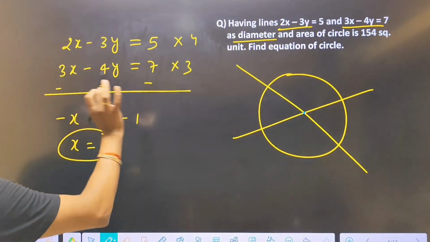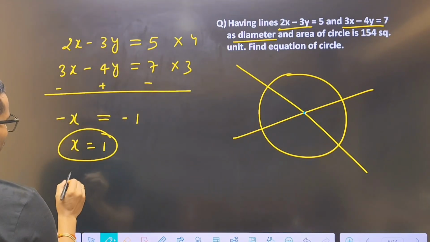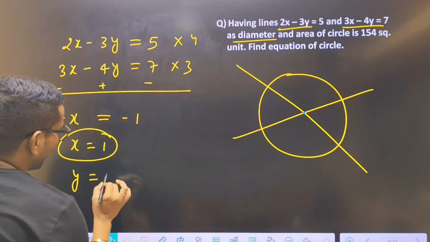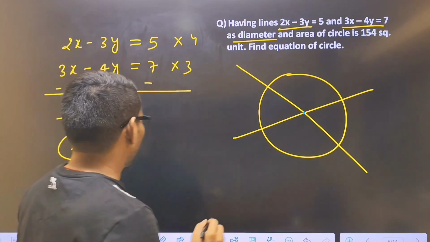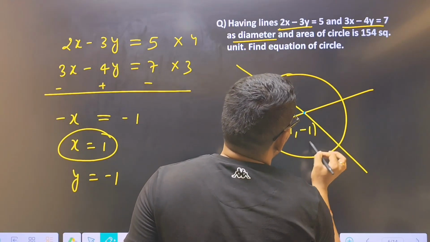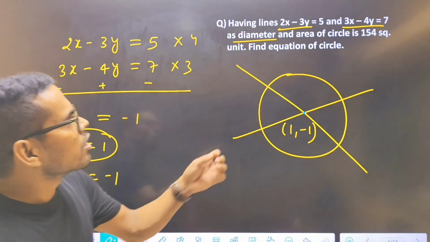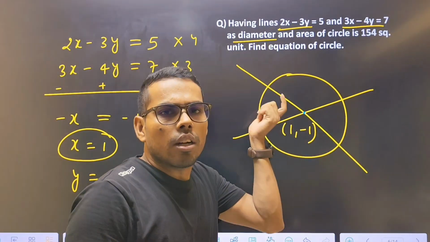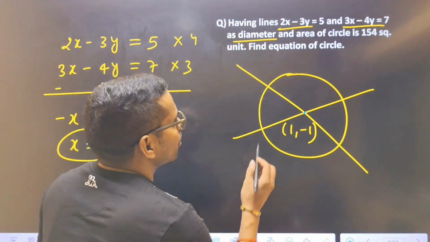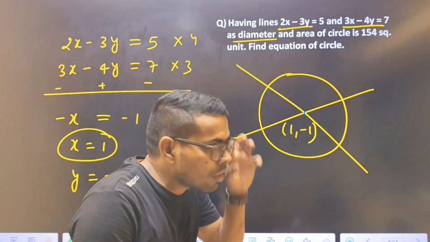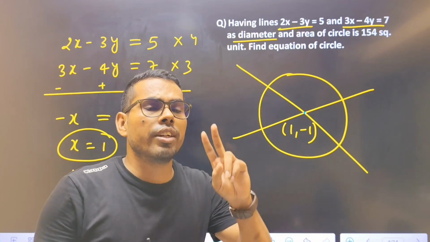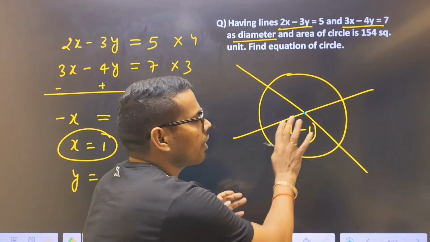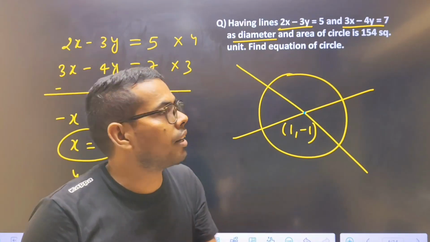Now put this value in any equation, x equal to 1. So what is the value of y? 2 minus 5, minus 3 is equal to 3y. So y is equal to minus 1. How much we are getting? Y equal to minus 1. So this is the center we got. 1 comma minus 1. Simply you can put in any equation and you can verify that your answer is correct or not. Okay. Now we got center. Now what are the other things we need? That is radius. Because we need two things for writing equation of circle, that is center and radius. Center already I got. Now I need to find radius.